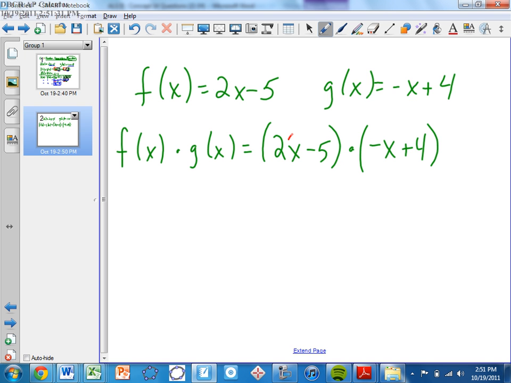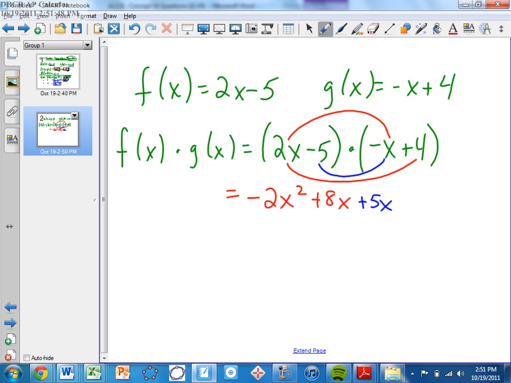Remember, FOIL: 2x times a negative x gives me negative x squared. Okay, don't forget the x squared there. Next, outer. Inner. And then last. Okay, if you can do this in your head without putting the separate terms in the middle, that's fine, do it. Okay, sometimes it gets a little more difficult. How did you get 8? The 8 comes from the 2x and the 4. It's the outer part of FOIL. So if I combine the middle two terms, I'm going to have a 13 there, right?